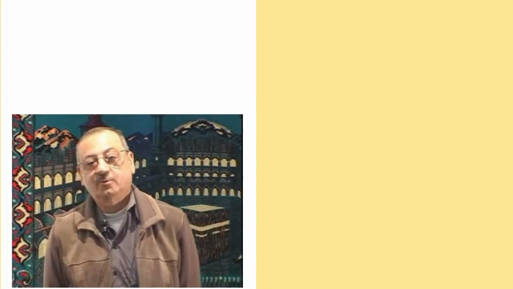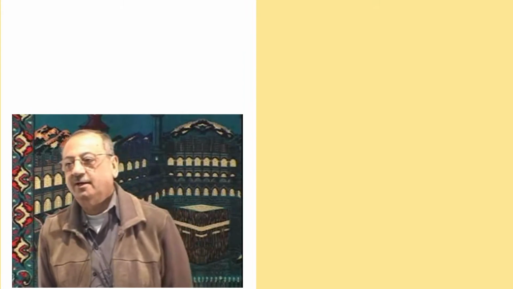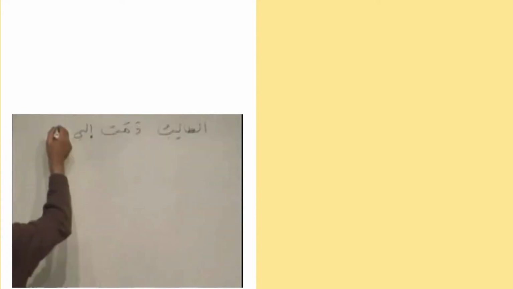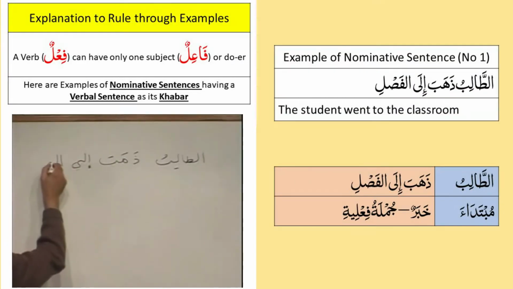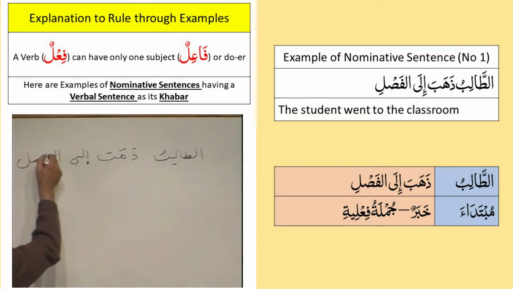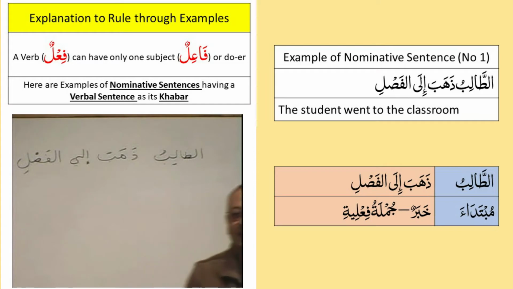Now we are learning another very, very important rule, brothers and sisters. So I will write down something on the board. Okay. What did I say, brothers and sisters? At-talibu zahaba ilal fasli. Translation?